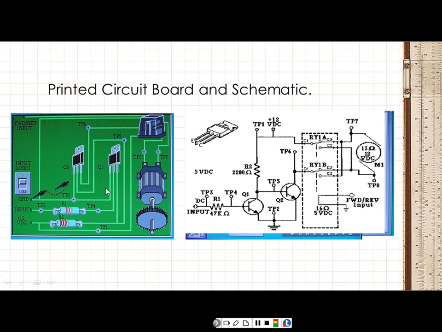So when they make the printed circuit board, they try to make it as small as possible. When they do the schematic, inputs are on the left, outputs on the right, so that we know that the system flows from left to right. So that's what they're doing on the schematic. They're trying to make it easy for us to figure out how it works.